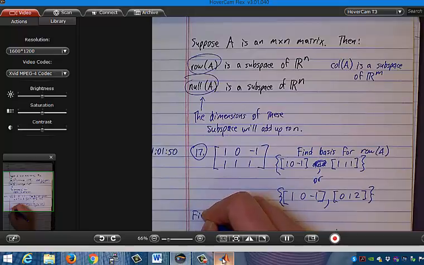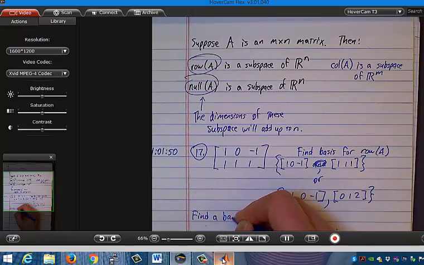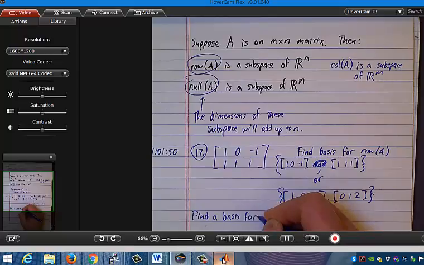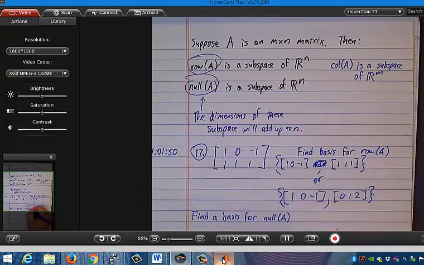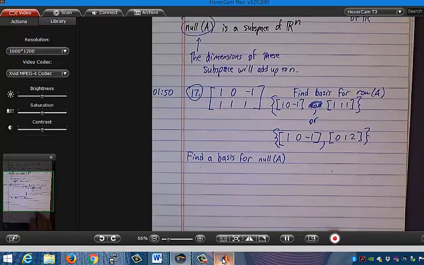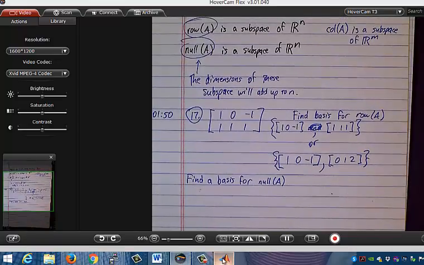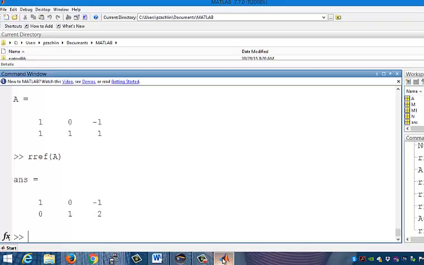Okay. We also had to find a basis for the null space of A. And we did that. How? Well, basically, when you did your work here, you solved A times the vector equal to 0, 0. You basically have these statements here for the null space. So this was that work that I did here.